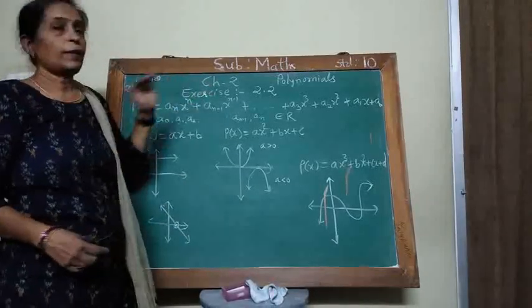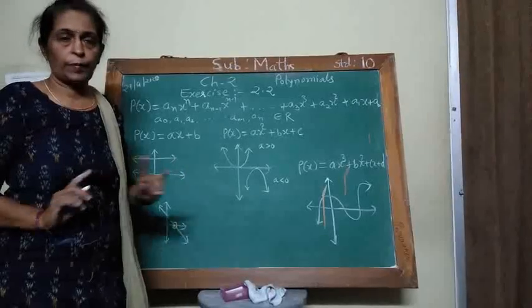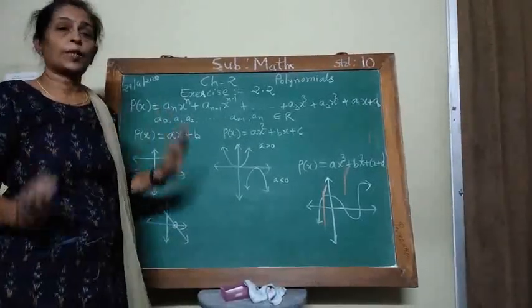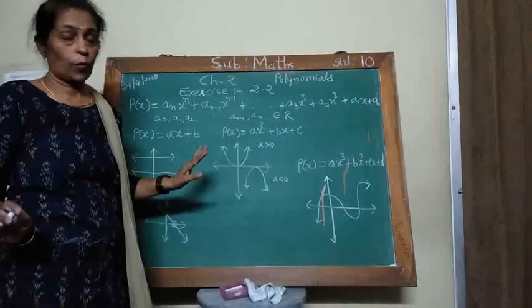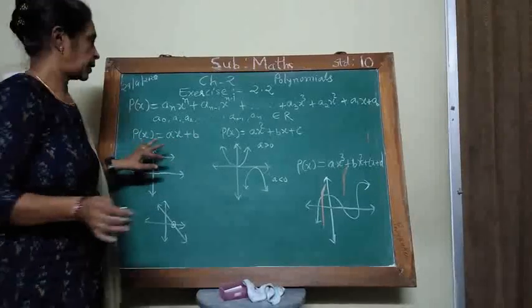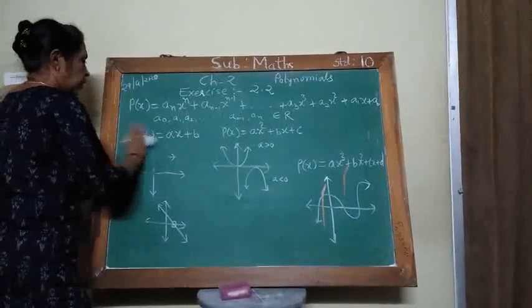So all degrees must be whole numbers. Degree must not be negative. Clear? It must be positive integers, means whole numbers: 0, 1, 2, 3. So negative degree is not allowed.